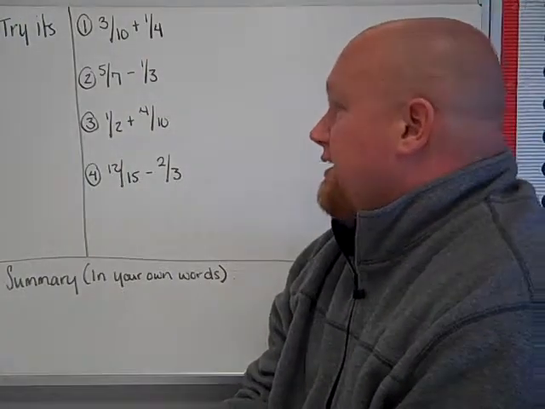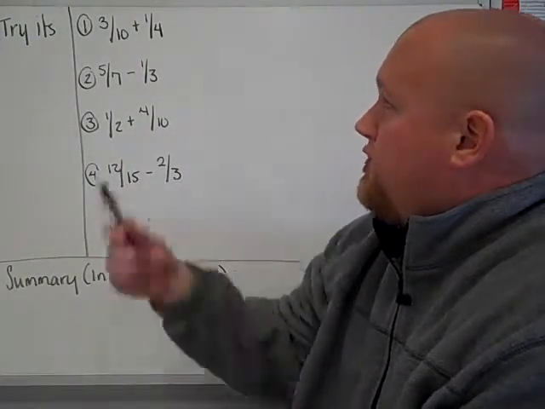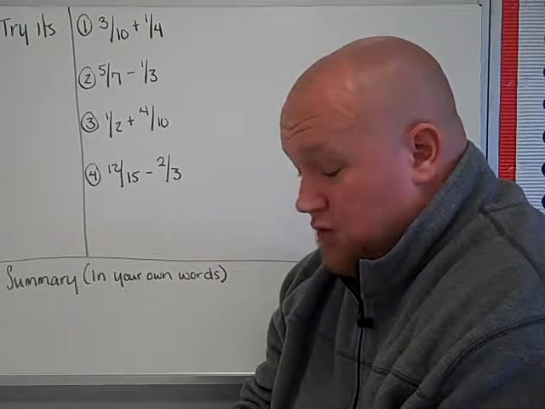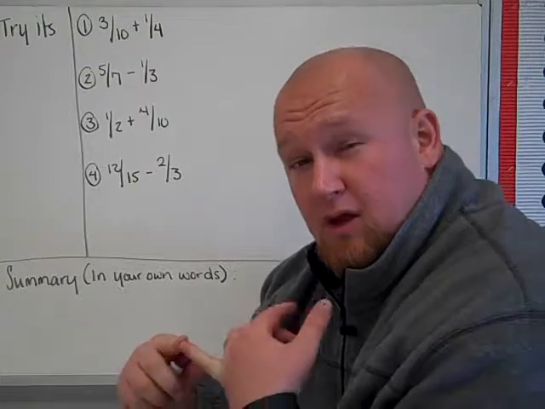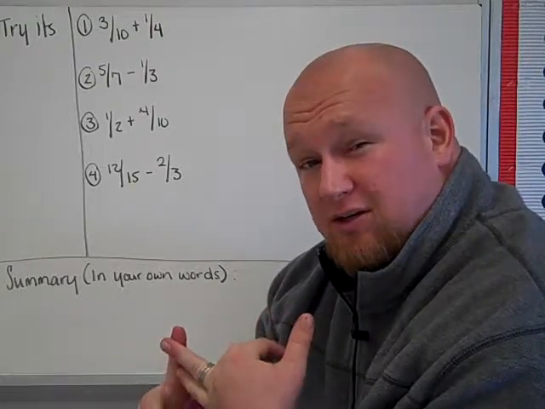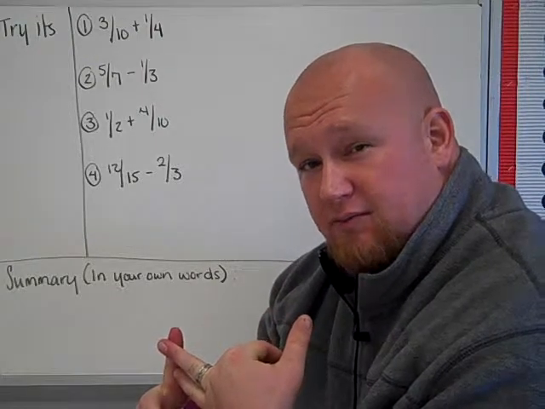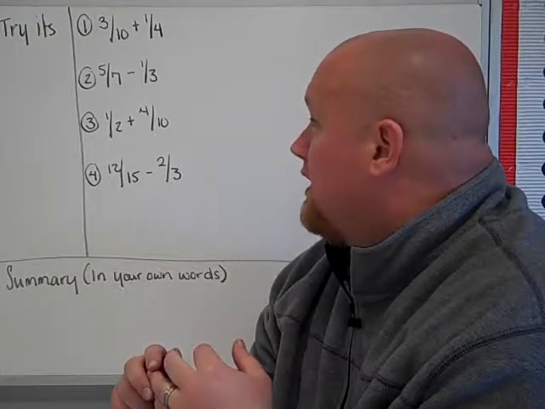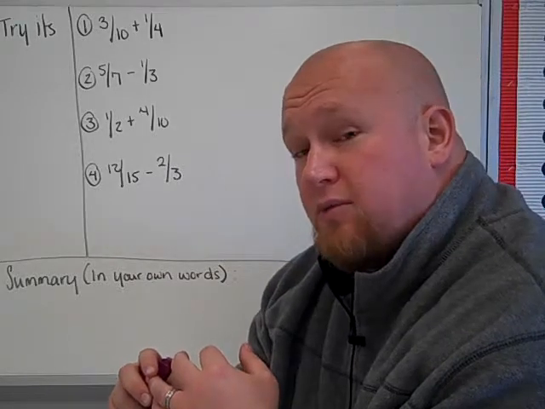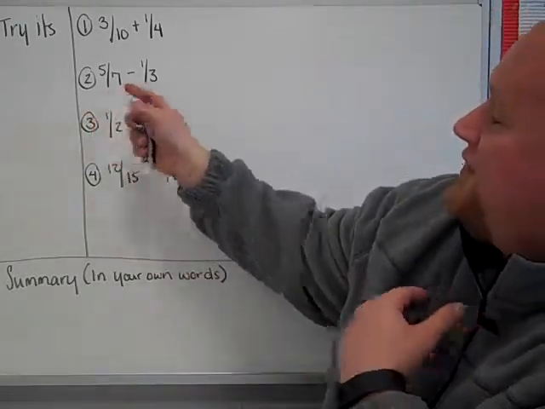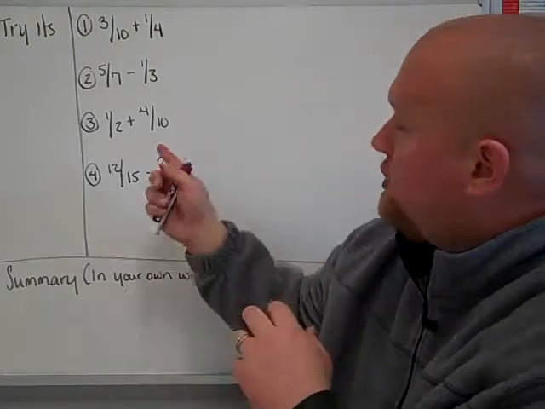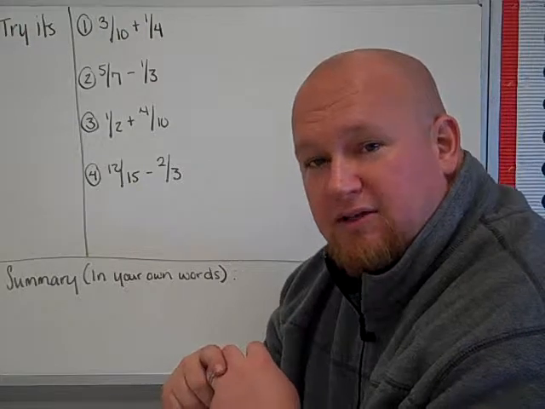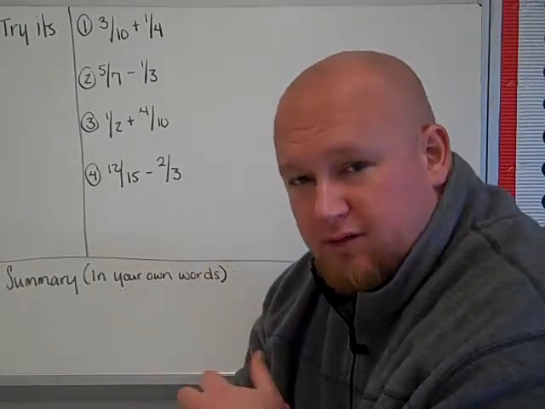Let's do some try-its today. Tonight, what I want you to do is take 3/10 and add it to 1/4. Remember, you can just multiply the denominators together. You can list out the factors and find the lowest common factor. Usually there's going to be less simplifying involved if you do it that way. You can do those two ways pretty much. The next thing I want you to do is 5/7 minus 1/3. The third try-it is 1/2 plus 4/10. And the fourth try-it is 12/15 minus 2/3. Yes, I want all 4 of your answers in simplest form.